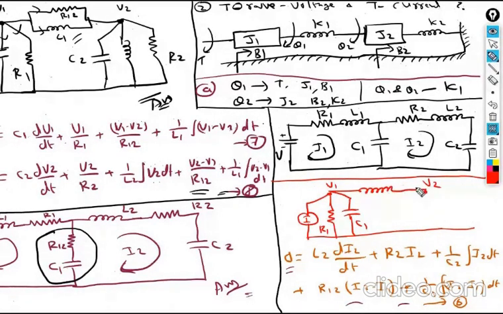Previously capacitance, now inductance L1, and there are three elements. One is C2, another one is L2, and another one is R2. So if you solve that problem, you will be getting the answer like this.